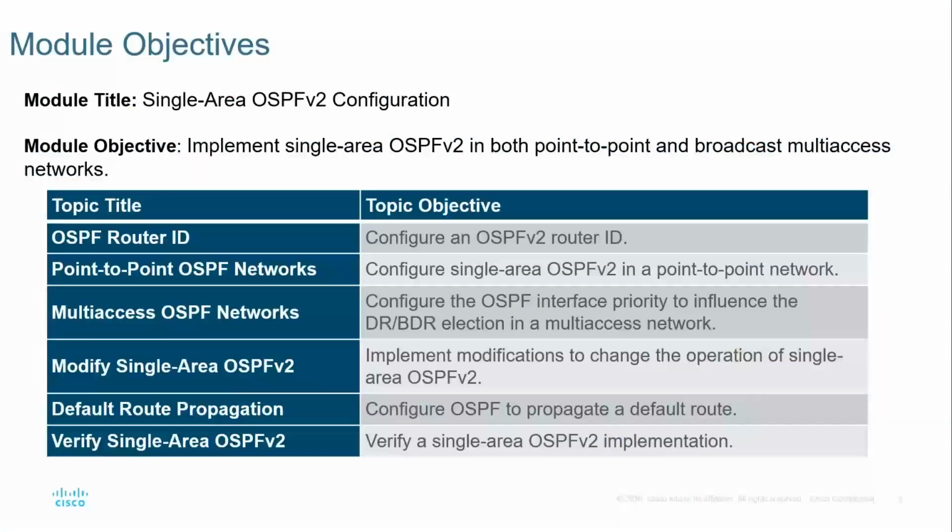In this video, we're going to be talking about OSPF router IDs, how to configure them. We're also going to be configuring a single area point-to-point OSPFv2 network. We're going to talk about multi-access OSPF networks. That will be bringing up the designated router and backup designated router configurations and how to modify priority information. We're going to talk about how to modify a single area OSPF, how to implement those changes as well. We're going to talk about default route propagation, and at the end about verifying implementation of OSPFv2. So let's go ahead and jump right in.